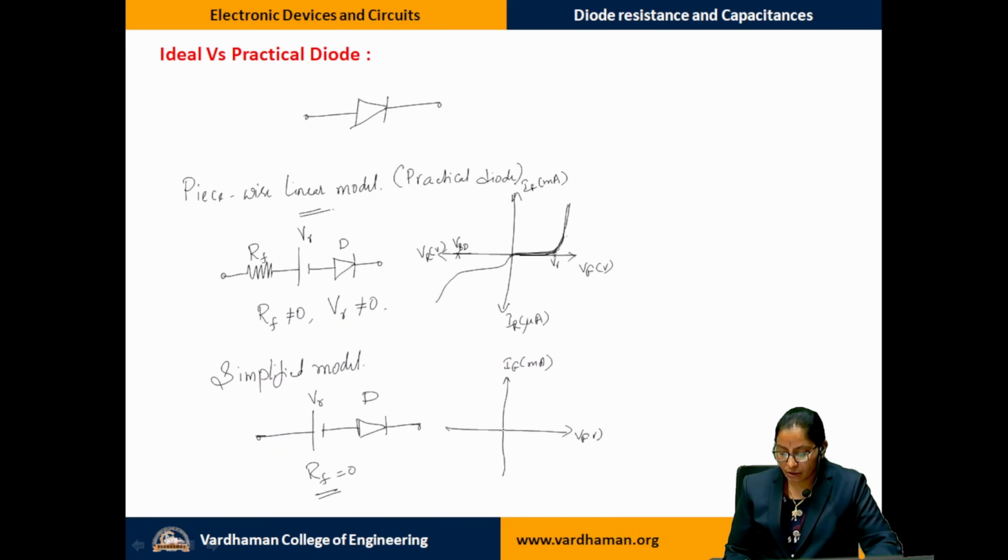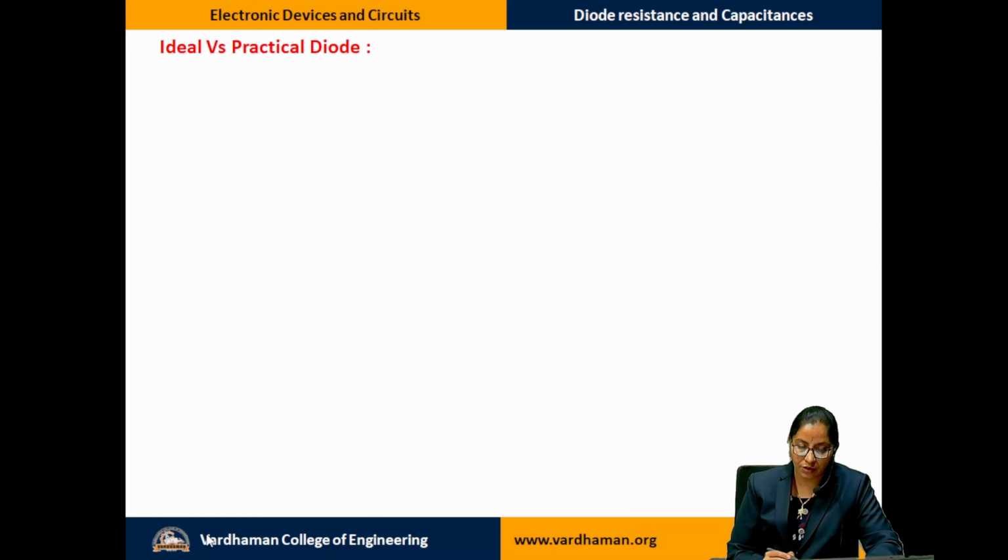So till V gamma, almost 0 current. The resistance is 0. So as soon as you apply your V gamma potential, the current rises linearly. A sudden rise means the resistance offered by this particular curve, which is V by I, would tend towards 0. Since the voltage variation is not much, as soon as V gamma is applied, conduction has started, so the resistance tends towards 0. This is your second case, the simplified model of the diode.